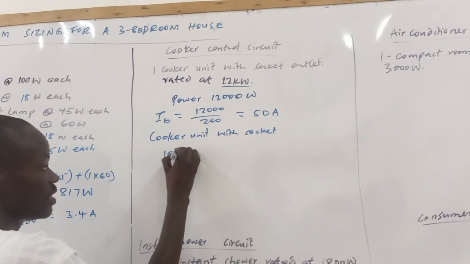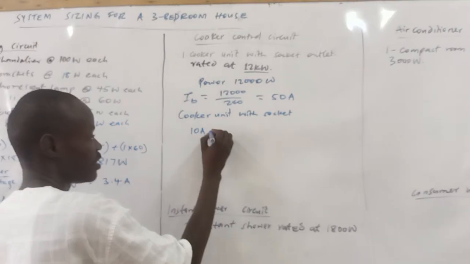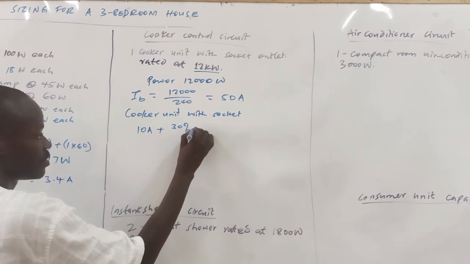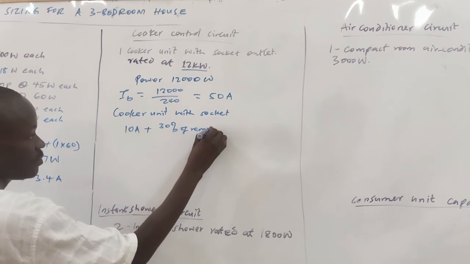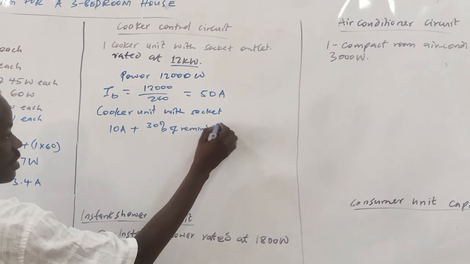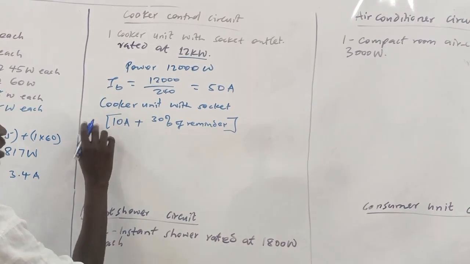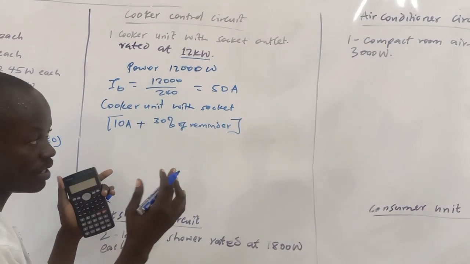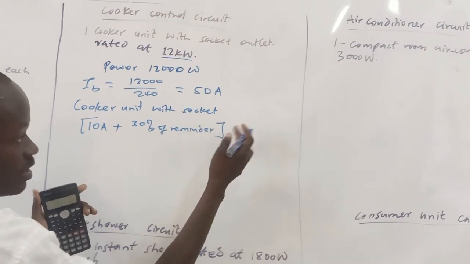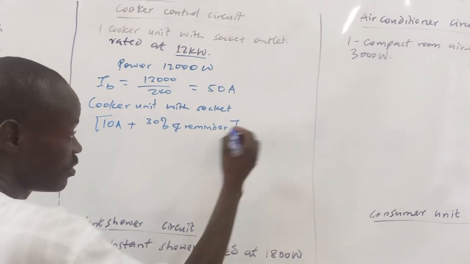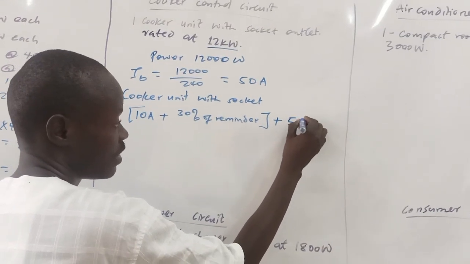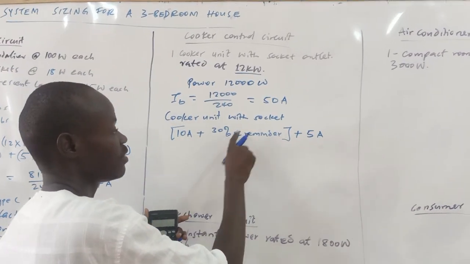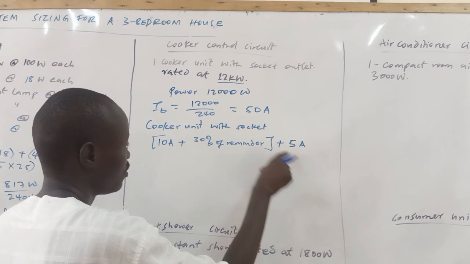We take 10 amperes from what we have, and then we add 30% of the remaining. And then since it has a socket outlet, if the socket outlet is maybe 5 amperes, because the socket outlet attached to the cooker is usually rated less, though in some cases I've seen others rated at 13 amperes, in most cases it's 5 amperes, so you add 5 amperes for the socket outlet. But the one without will be just 10 plus 30% of the remainder. In that case, I may proceed to a numerical example.